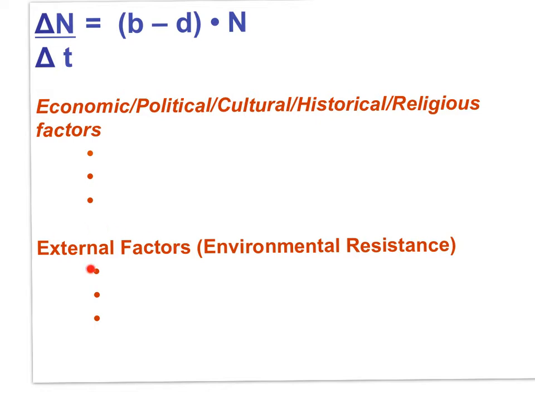Now, the external factors, such as food availability, water availability, and disease, remain important in the growth or decline of local human populations. These external factors are the density-dependent factors, the environmental resistance that limits human population growth.